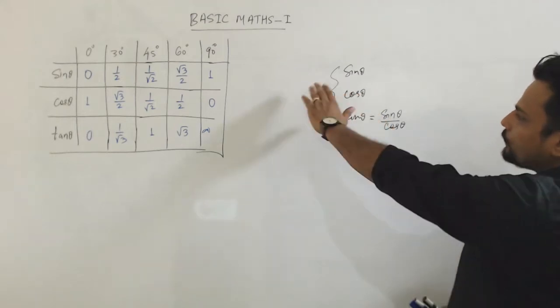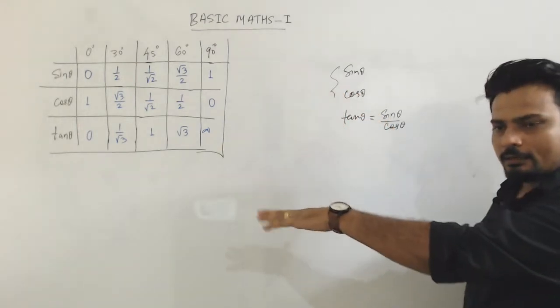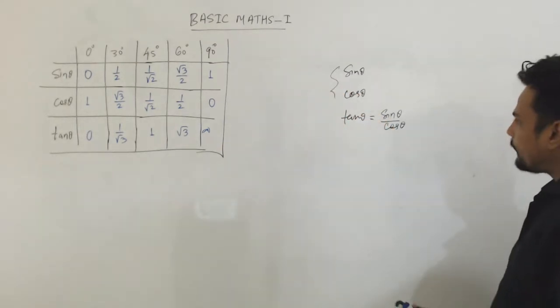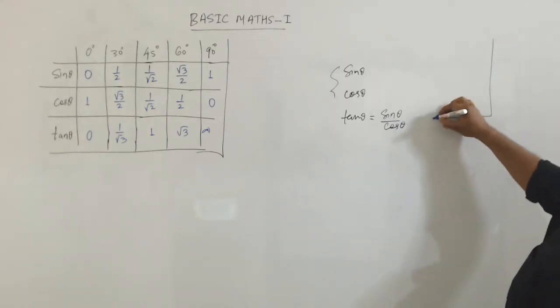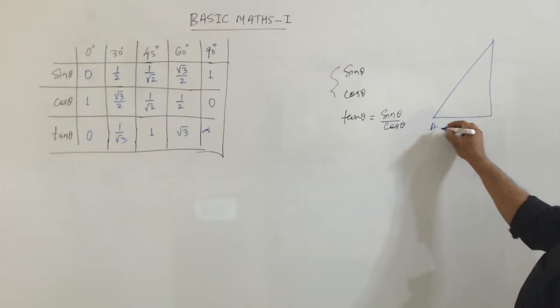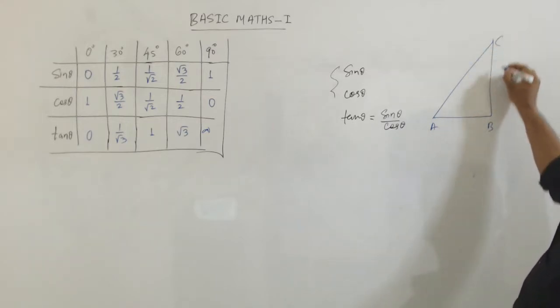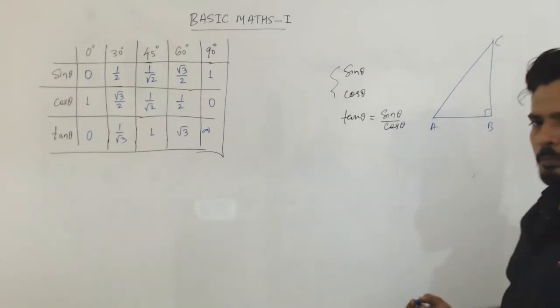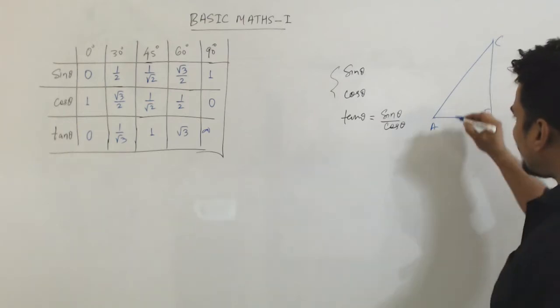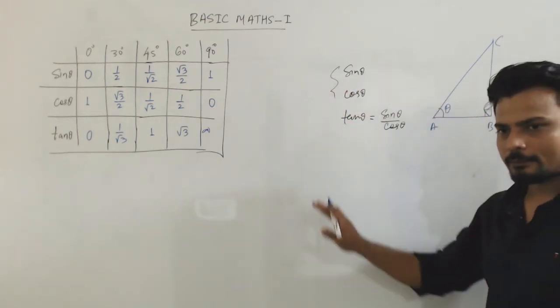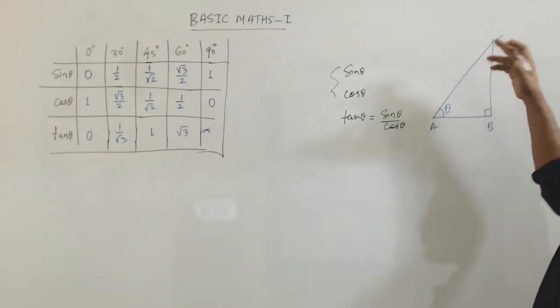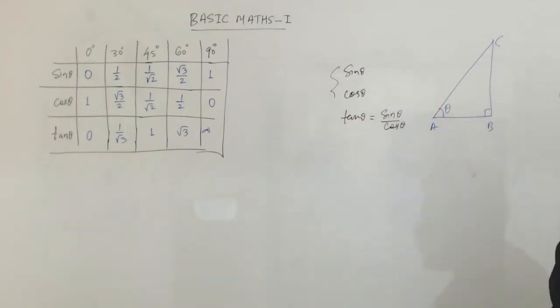Now, how to know the value of sine theta and cos theta with respect to a triangle? For that, let's have a triangle over here, and I would just name the vertices A, B and C, right angled at B. All good? I assume this angle as theta in my consideration. Well, you could choose this also as theta. It completely depends upon you.